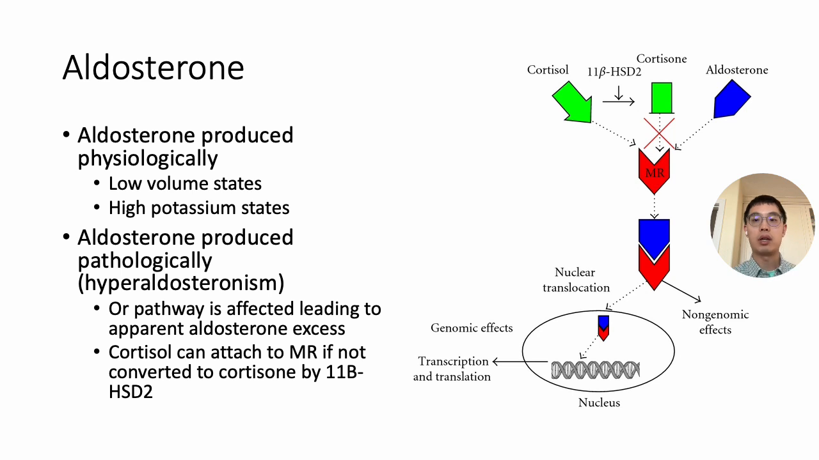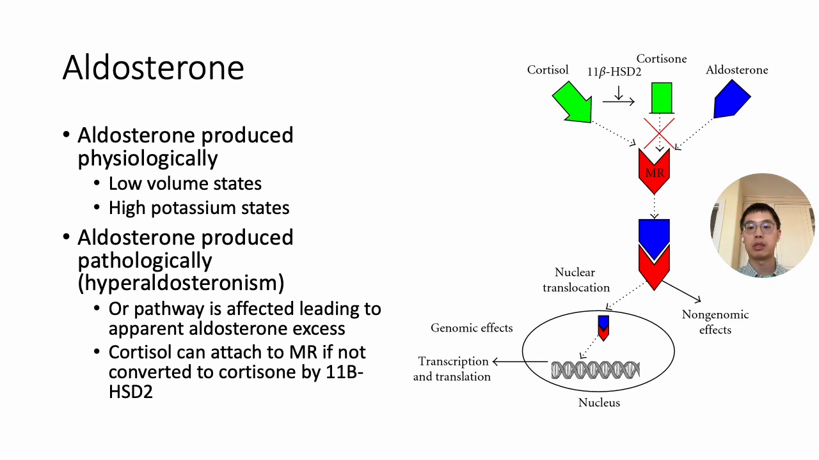Let us recall that aldosterone is a hormone that is produced during low volume states or high potassium states. Outside of these normal stimulants that result in higher aldosterone production, an abnormal response can occur in a couple of ways. First, a high aldosterone level can be produced by an aldosterone secreting tumor. This is a condition that leads to primary hyperaldosteronism or Conn syndrome.